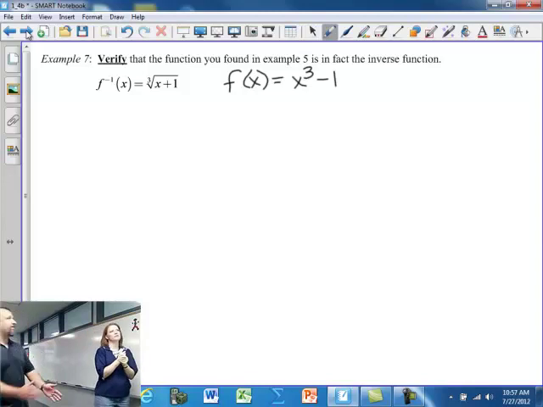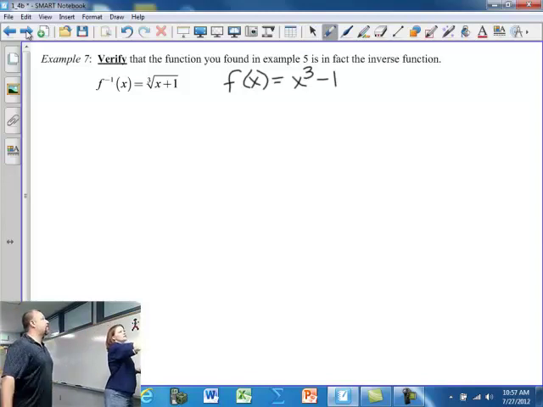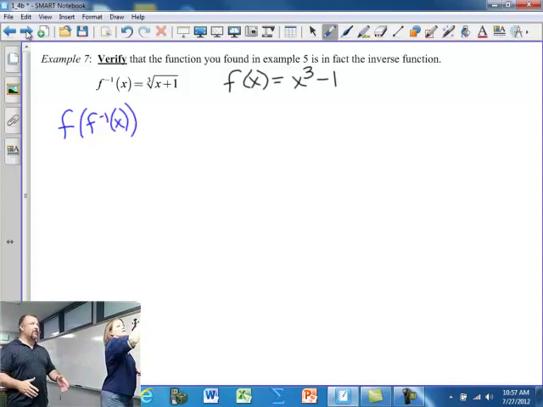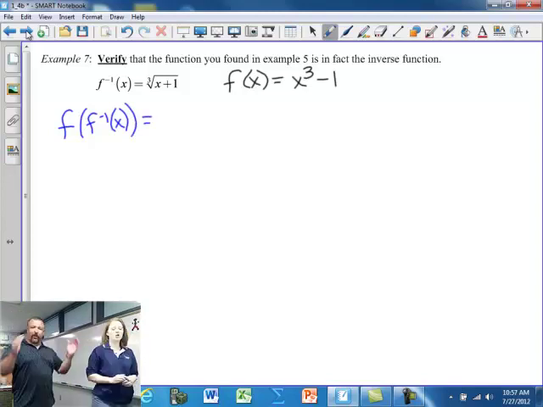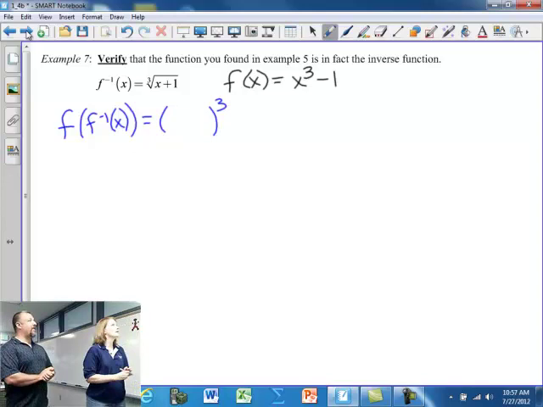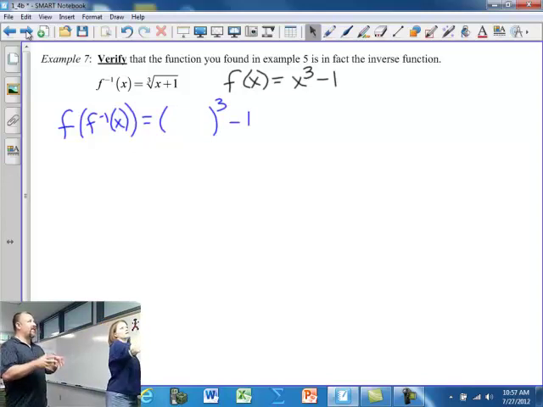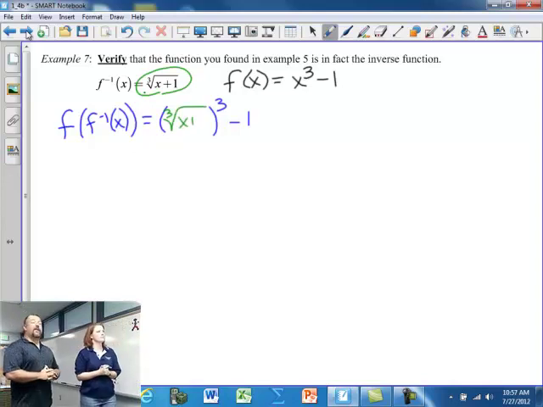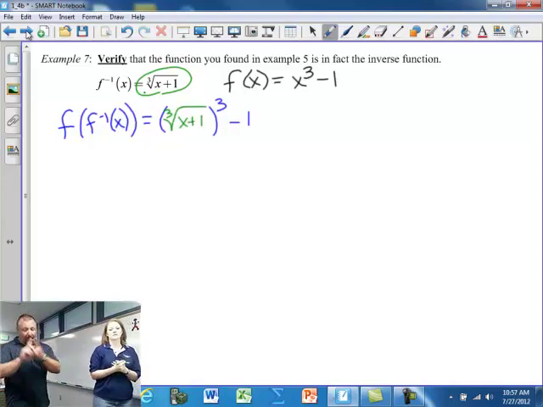All right, so we've got our 2 functions written down here that we had from example 5. So first let's do f of f inverse. Here we're going to write the original function f. Everywhere there was an x, we're going to leave a space, or a home, if you will: big parentheses. And inside that parentheses, we are going to put the inverse function, the cube root of x plus 1. Now we need to just do some algebra.